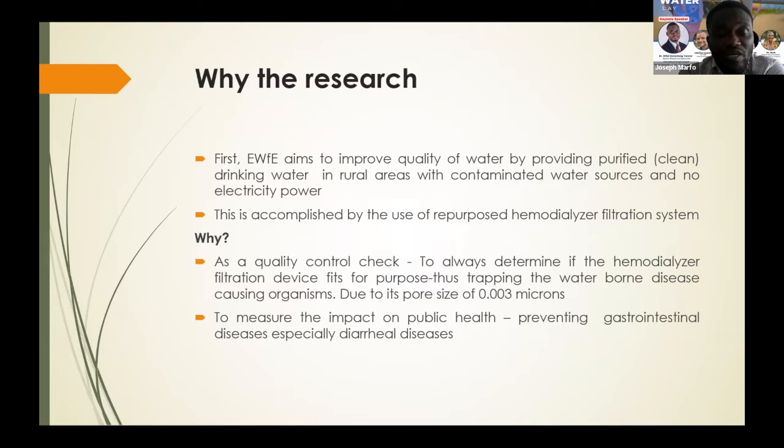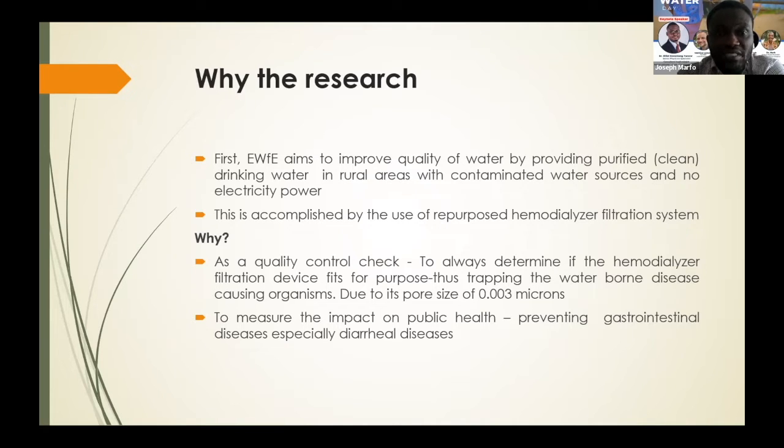Before we talk about why the research, I think we should let the world know what Easy Water stands for. Easy Water aims to improve quality of water by providing purified drinking water in rural areas with contaminated water sources and no electricity power. So how do we accomplish this? We accomplish it by the use of a repurposed hemodialysis filtration system that makes use of hemodialyzers, the ones you use in kidney dialysis.